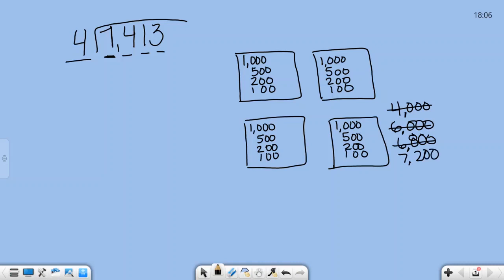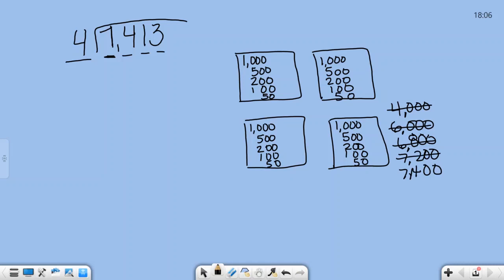If I do another 100, that would be too much. So I'm going to try my next increment that I can skip count by quickly, and that's 50. So 7,250, 7,300, 7,350, 7,400. Wow, I'm really close to my answer, to my dividend.